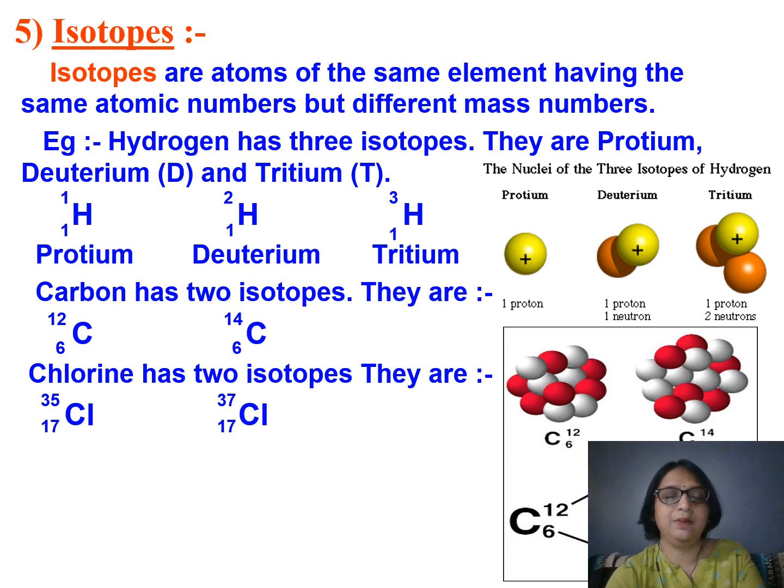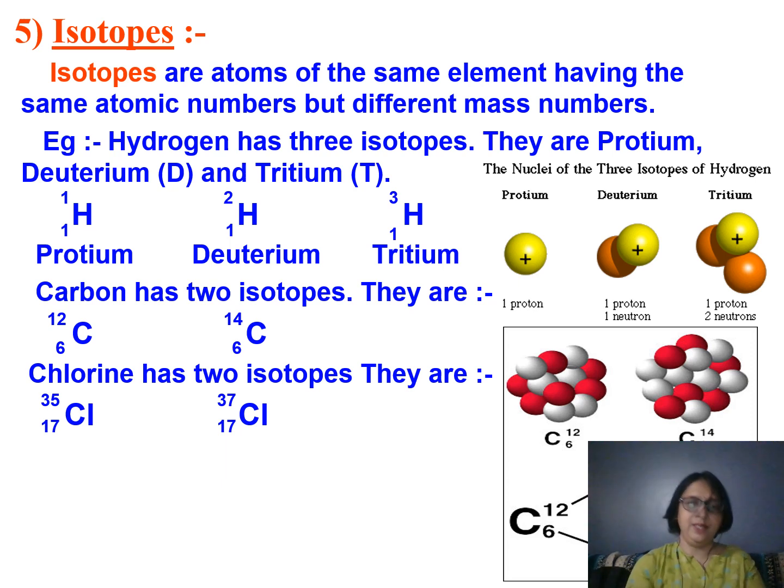Protium is hydrogen 1H1, deuterium is 2H1, and tritium is 3H1. Here the number of protons in all 3 forms is 1, but the number of neutrons is different. In protium there is no neutron, in deuterium there is 1 neutron, and in tritium there are 2 neutrons.